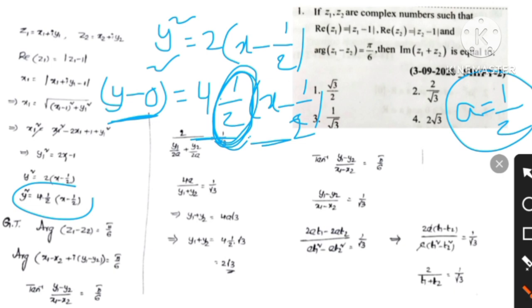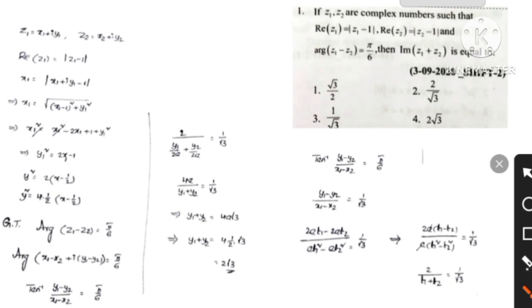First, given that Z1, Z2 are two complex numbers and these two conditions are given. Now replace the Z1 complex number value in the first condition, then you get the parabola equation. Now, what is the second condition given? See here. The second condition is arg of (Z1 minus Z2) is equal to pi by 6. Write the second condition: arg of (Z1 minus Z2) is equal to pi by 6.